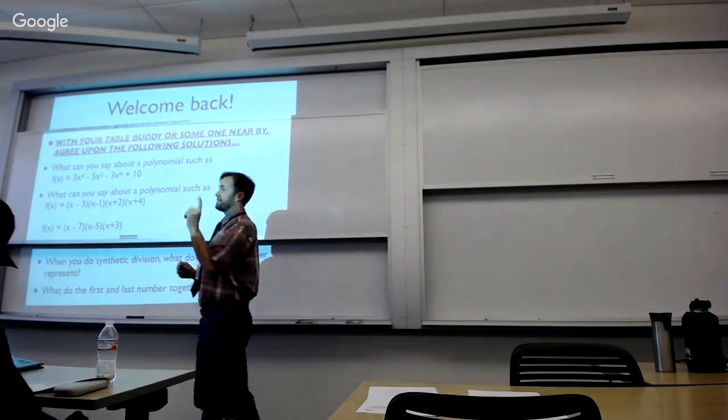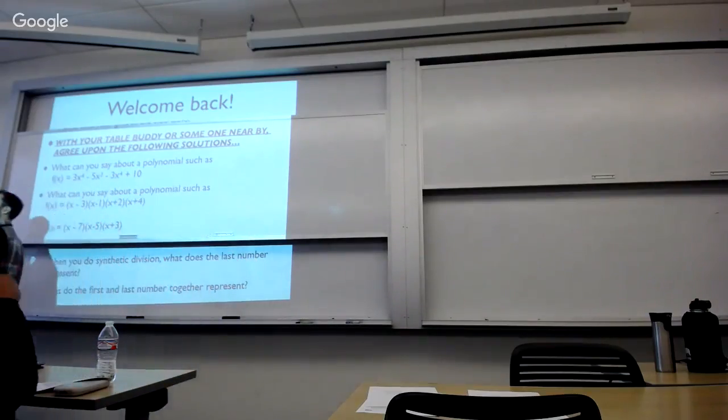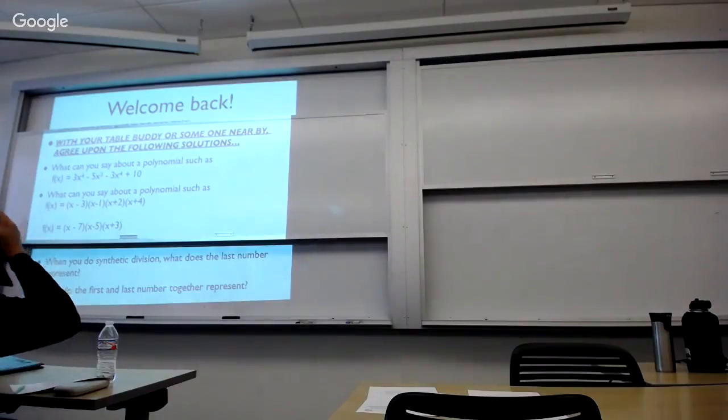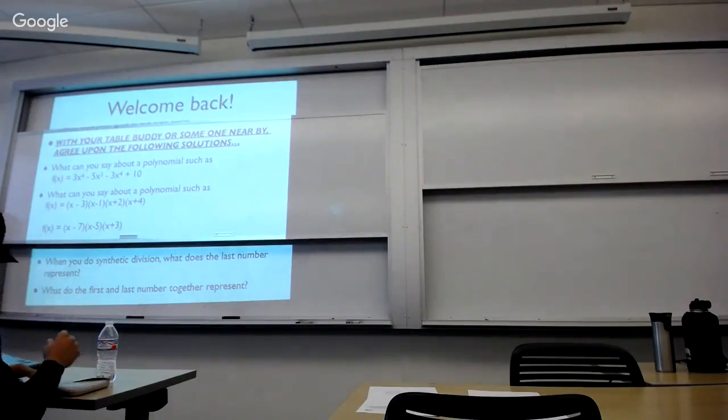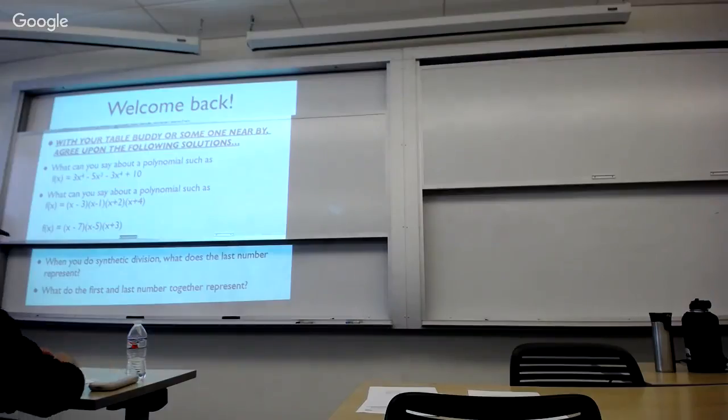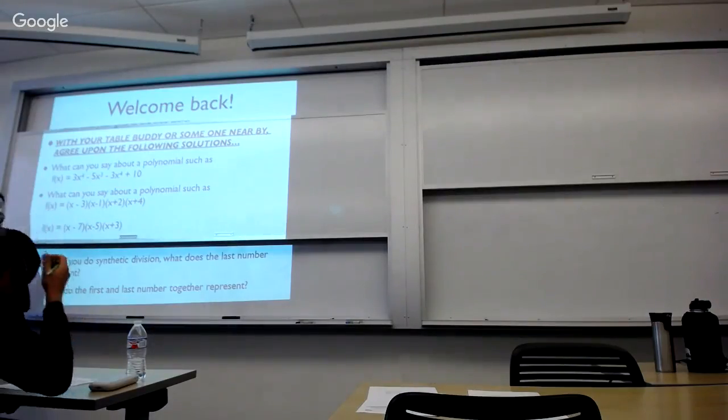Information about what the graph looks like. Remember, that's really our question: what does the graph look like? So what can you say about this first one? What do you already know about the graph? Did you want to say it? Yeah, it's a parabolic shape. And where are you looking to see that?